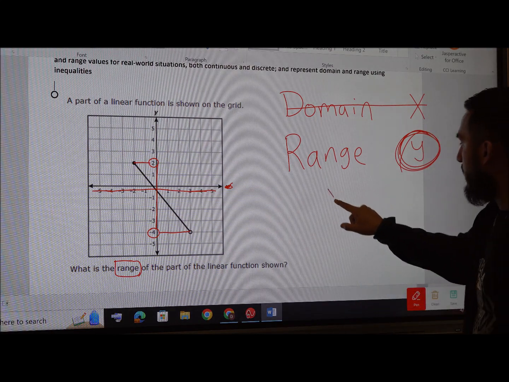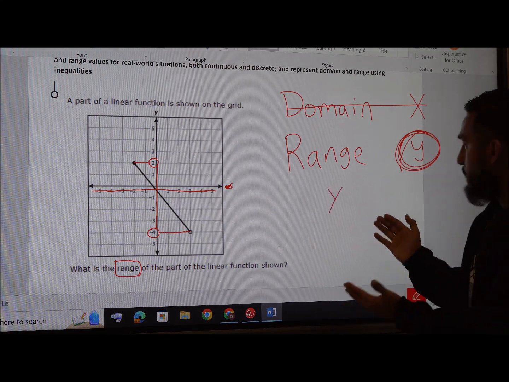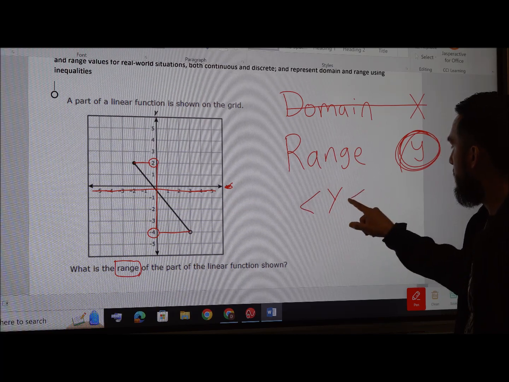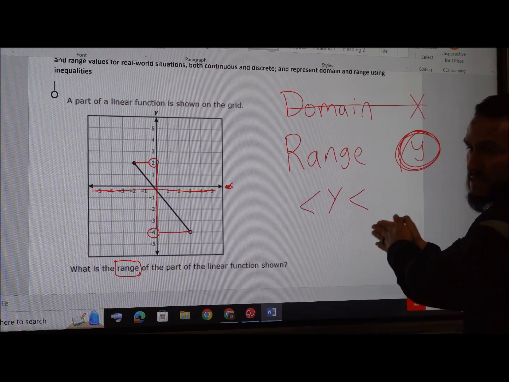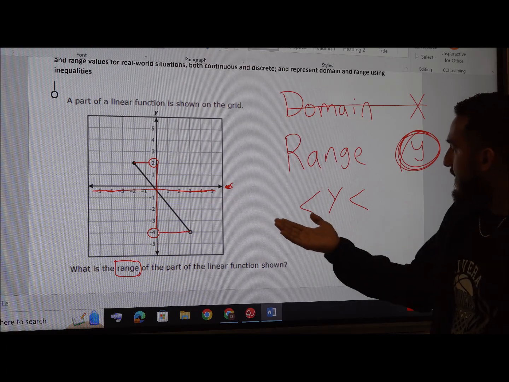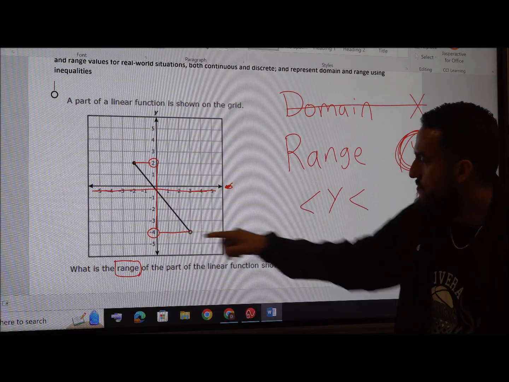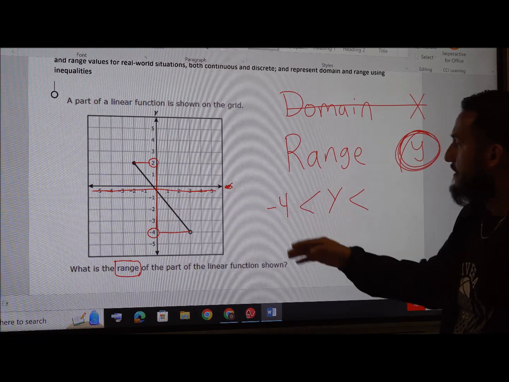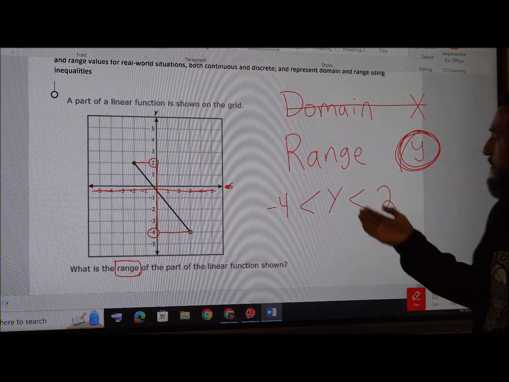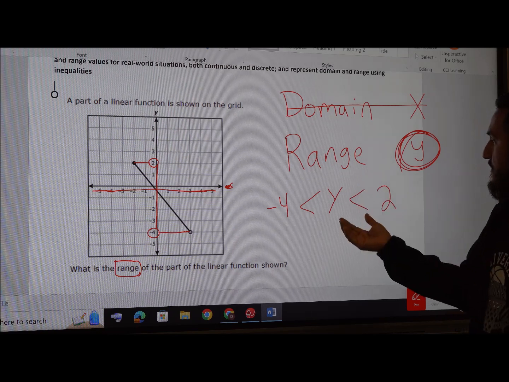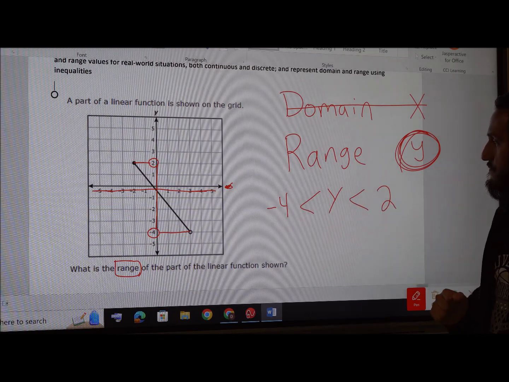So we can say that the range, the y values, is going to be between, okay, y is going to be greater than a certain number, but it's also going to be less than another number. And the number that it is greater than is going to be -4, but it's going to be less than 2. Okay, y, which is the range, is between -4 and 2.